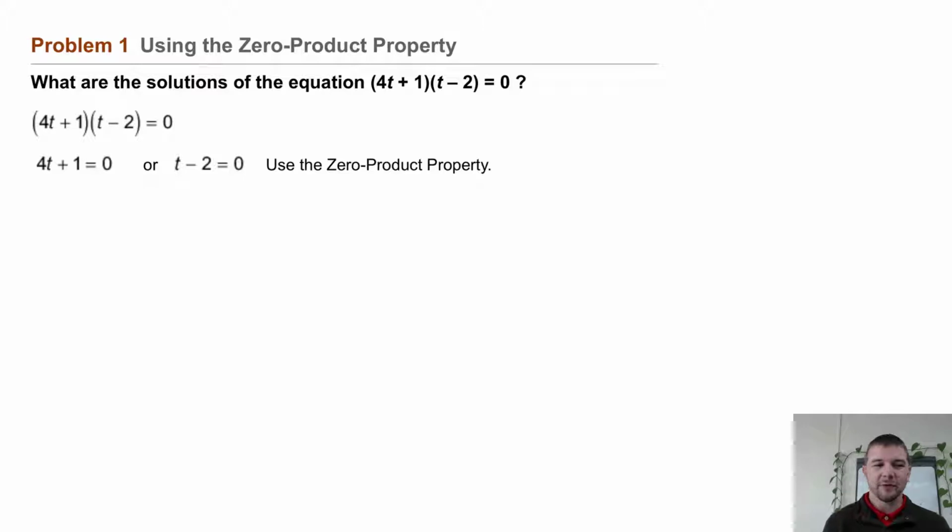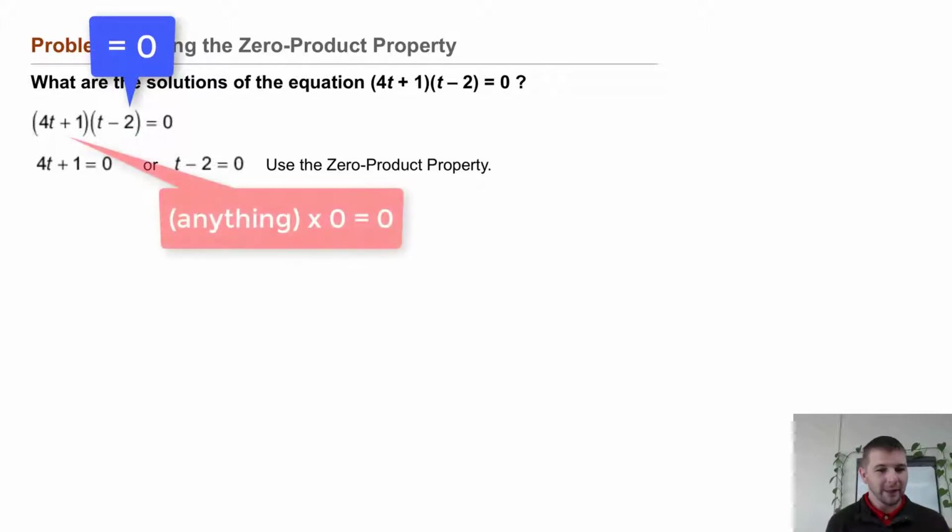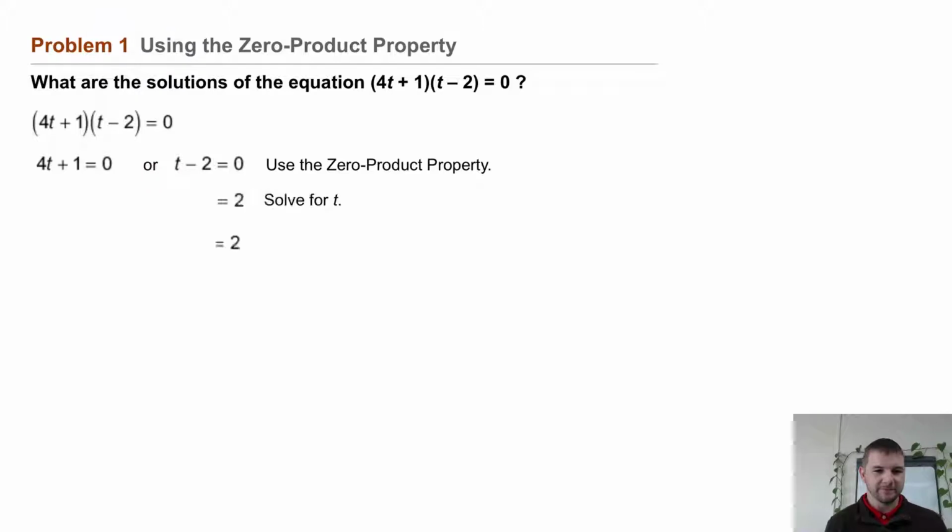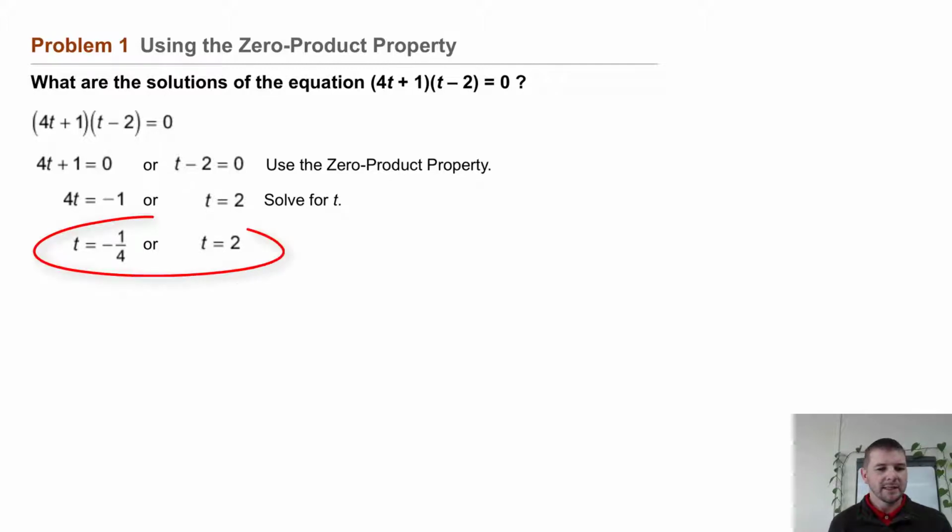On the right, we set up the equation t minus 2 equals 0, because if that binomial equals 0, it doesn't matter what 4t plus 1 equals, we're multiplying by 0, so our equation will be satisfied. Adding 2 to each side, we get t equals 2, and we have two solutions. When t equals negative 1/4, or t equals 2, we have a solution.